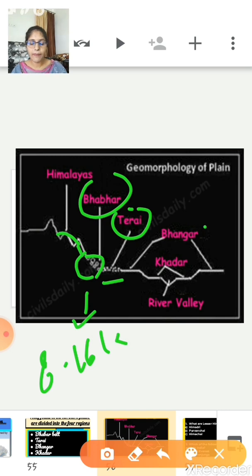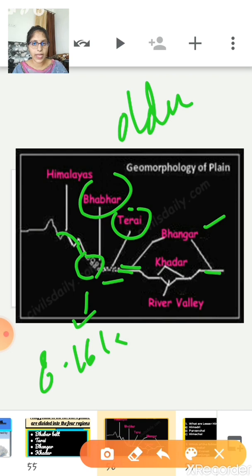Now the next one is the Bhangar. Basically, it is the largest part of the northern plain, formed by the older alluvium, right? So the older alluvium region is the Bhangar. This region lies above the flood plain and resembles terraces. The soil of this region contains calcareous deposits locally known as Kankar. Clear?